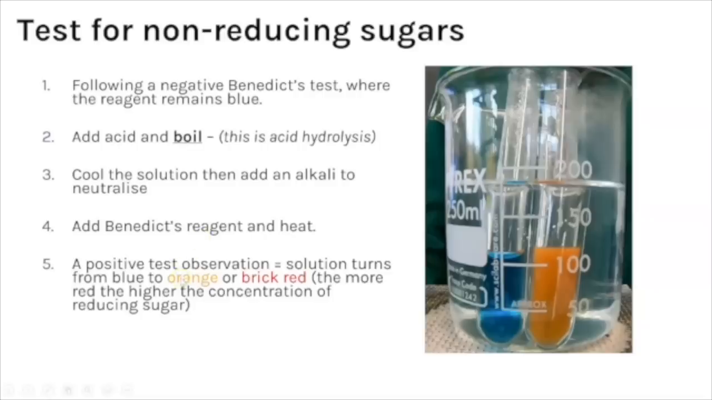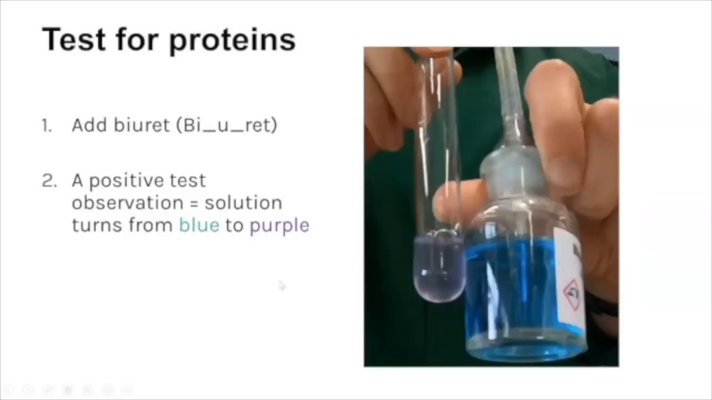Now it would always be orange or brick red this time because if it was a non-reducing sugar, that means it was probably sucrose, and sucrose is made up of glucose and fructose. So when you hydrolyse it, that means it goes to two sugars, glucose and fructose, instead of just one sugar, sucrose. So you've now doubled the concentration of sugar present, so it will always be orange or brick red.